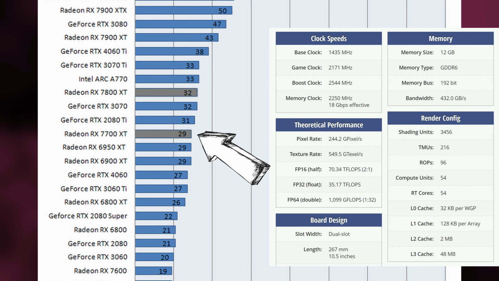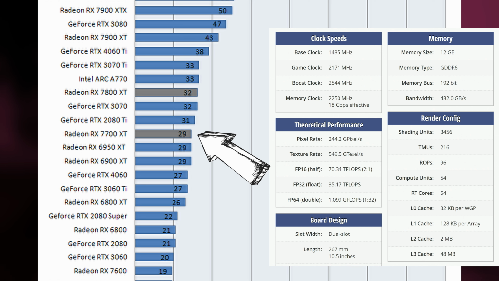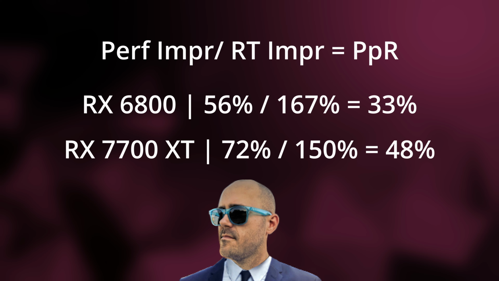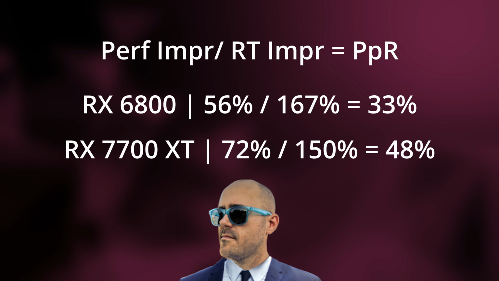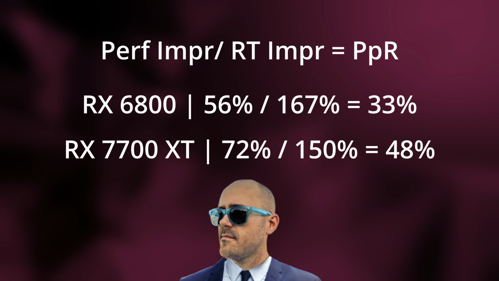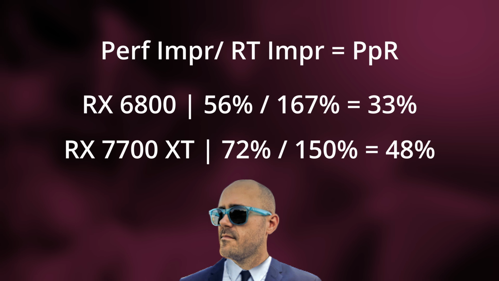And when we compare with similar data from Guru3D, it shows that the 7700 XT has fewer compute units than the 6800. Still, its improvements come from the upgrades to RDNA 3, effectively improving performance by 72%. With these figures, we can now make a new figure called performance improvement per ray tracing improvement. Dividing the performance improvement by the ray tracing improvement gives us a 33% efficiency for the RX 6800 and 48% efficiency for the 7700 XT.